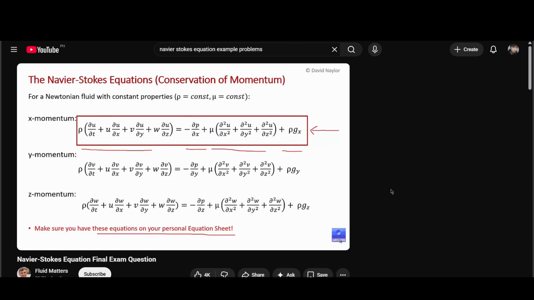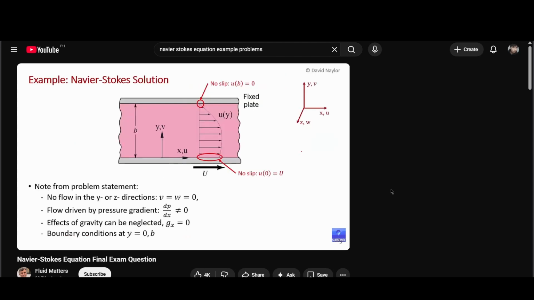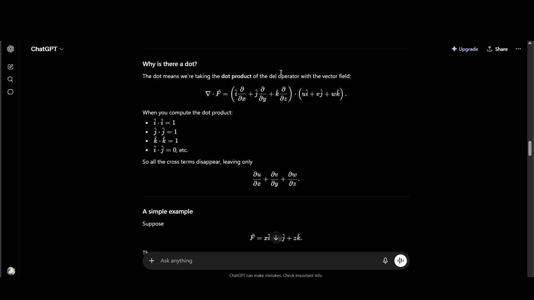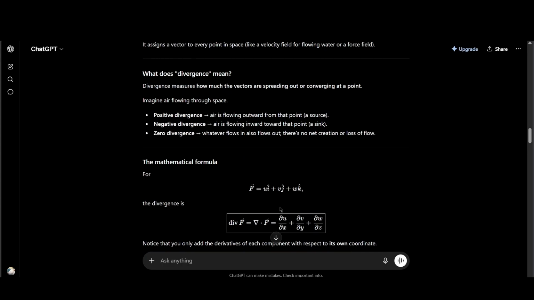So this is another slide from the chapter 4 presentation. These are the x, y, and z momentum equations. In this case, we have flow in the x direction, so we want to use the x momentum equation. Again, make sure you have these equations on your personal equation sheet. The x momentum equation has the acceleration terms, pressure gradient term, the viscous term, and the gravity term.